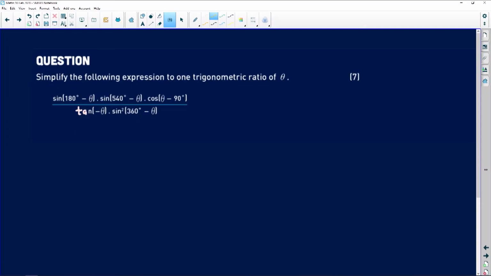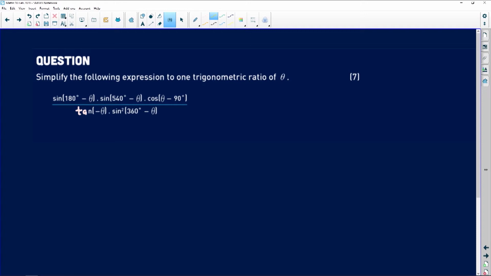Let's go right into it and see what you really have to do in order to work with this question. Okay, cool. So we are told here that we need to simplify the following expression to one trigonometric ratio of theta. Very important for you to keep that in mind. Now, this is actually a reduction formulae from trigonometry. Very powerful concept indeed. One of my favorites.